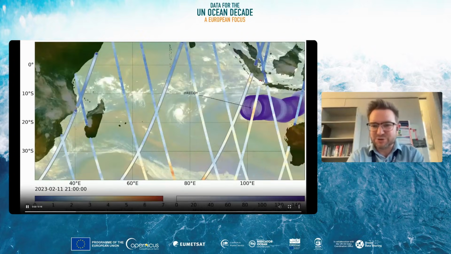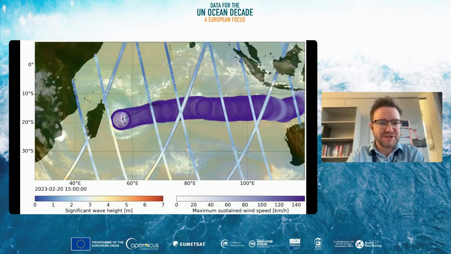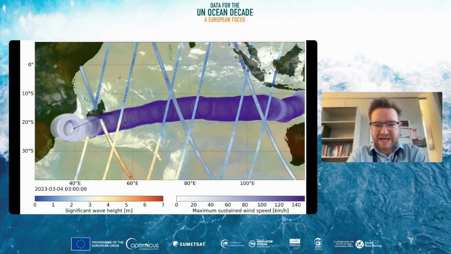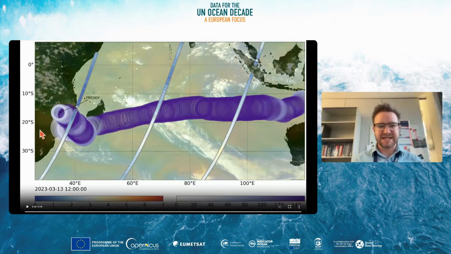And as we put all these points together, and the notebook will make this exact animation, we can see how Freddie causes this significant wave height pulse and the movement of these waves across the Indian Ocean and then into the Mozambique Channel. And we can see here, once it moves on to land, it starts to dissipate.